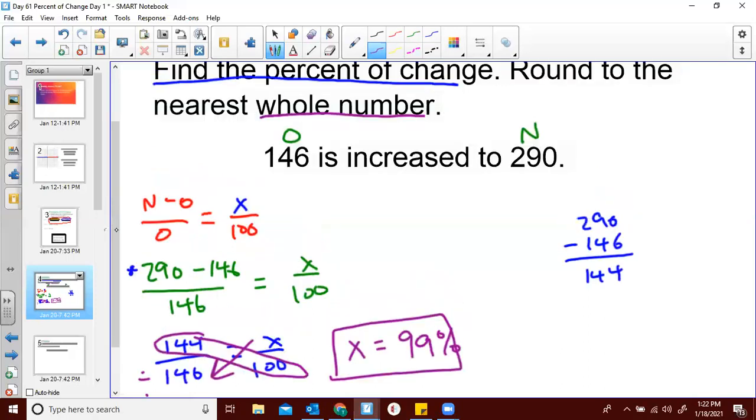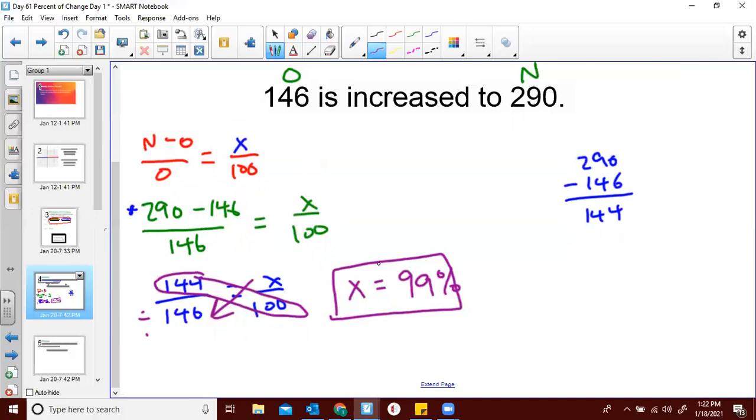So let's not forget what a whole number is. What this is saying is that we started with 146 and we increased it 99% to get to 290. Okay?